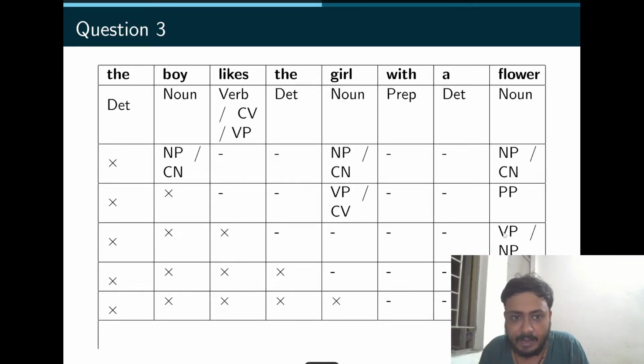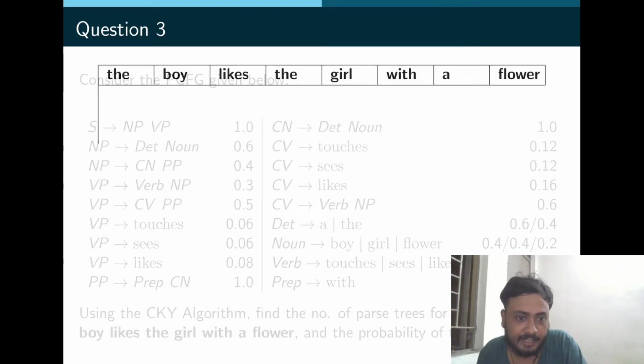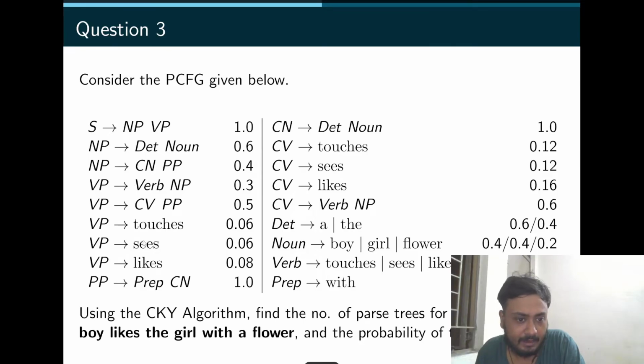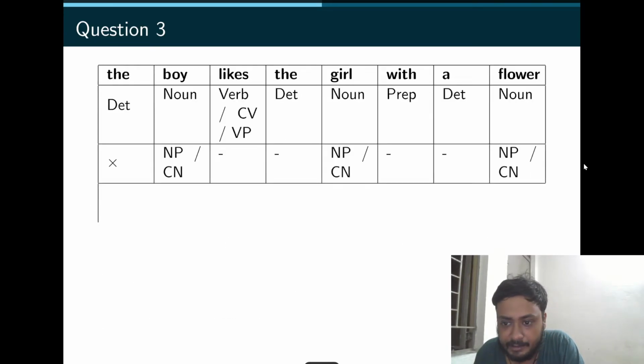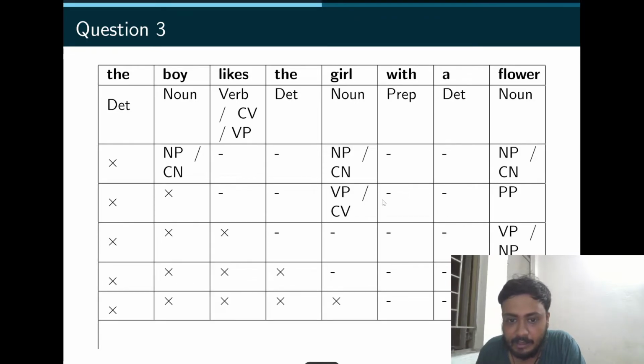Next row, we combine this and this. So the combination length keeps increasing as we go down the rows, right? And we have this combination of verb and NP together will give VP. If you look over here, verb and NP, that gives VP. So we get VP over here.